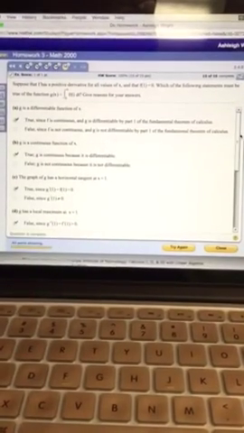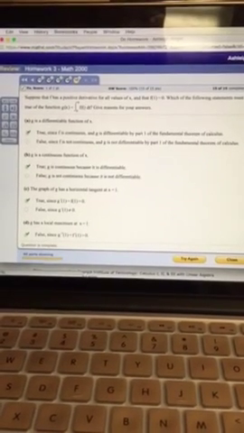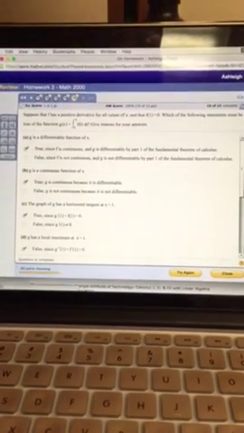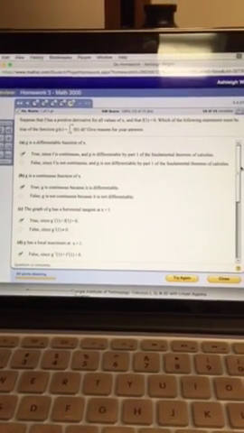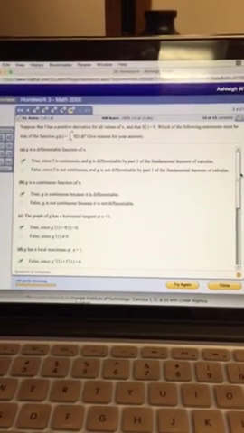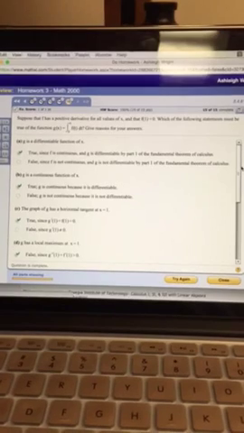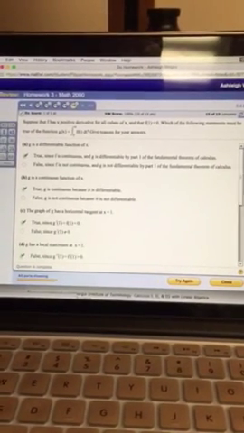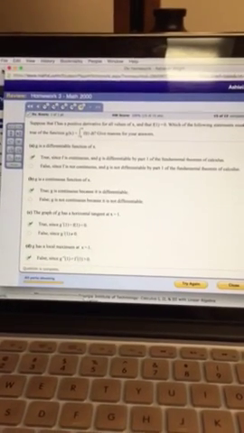So A states that g is differentiable at the function of x. This is true because it's been stated that f must be continuous to be differentiable, and g is differentiable by the fundamental theorem of calculus, which states that taking the derivative of f means that g must also be differentiable.